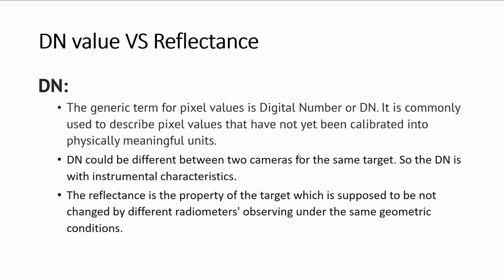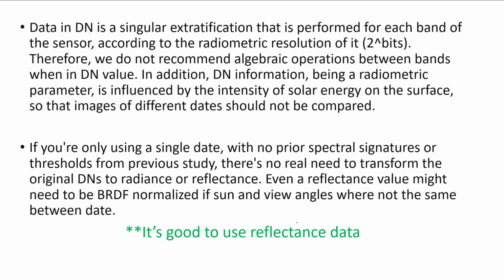Now, I have written down some comments of some researchers. This is by one researcher. He said DN could be different between two cameras for the same target. So the DN is tied to instrumental characteristics, but the reflectance is not. It's a property of the target which is supposed to not be changed by different instruments. So it's safe to use reflectance data.